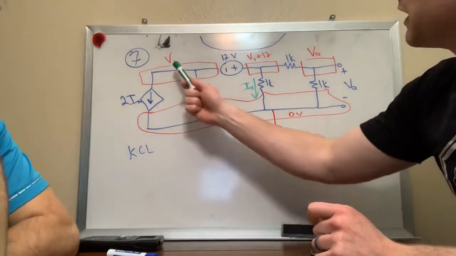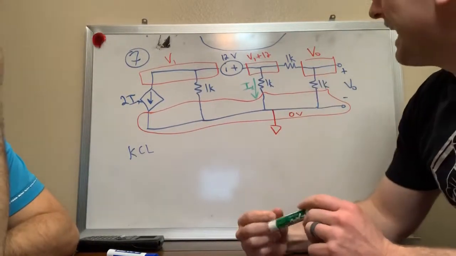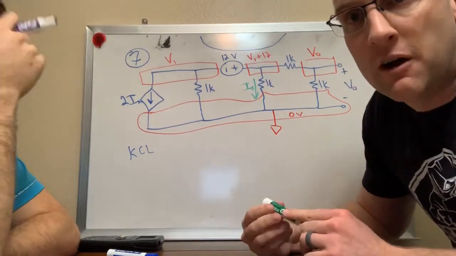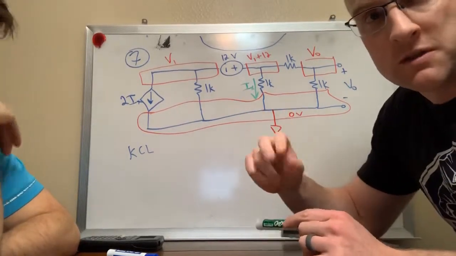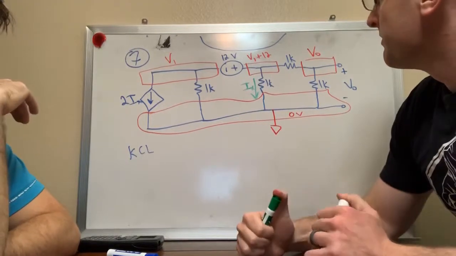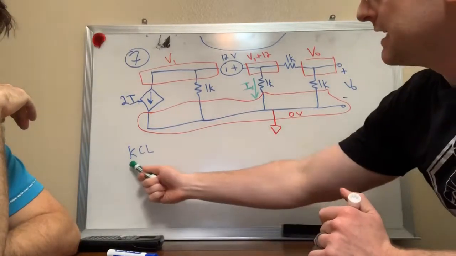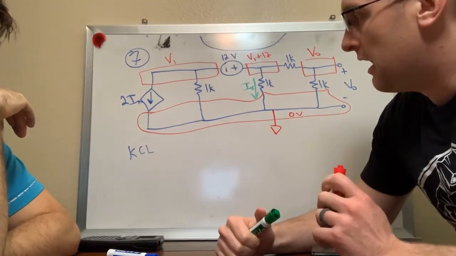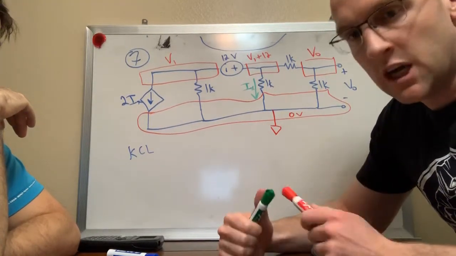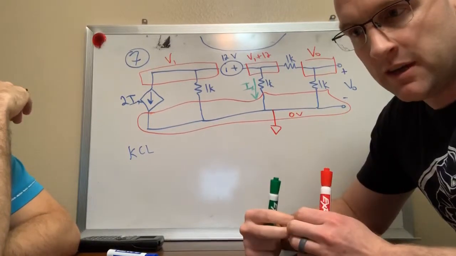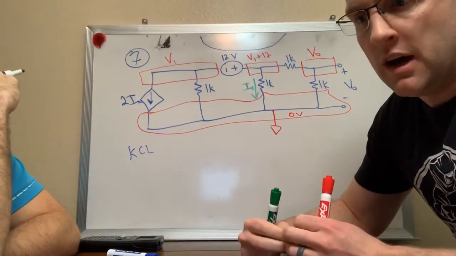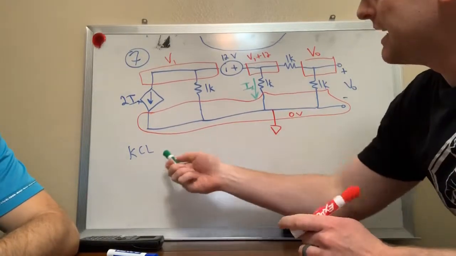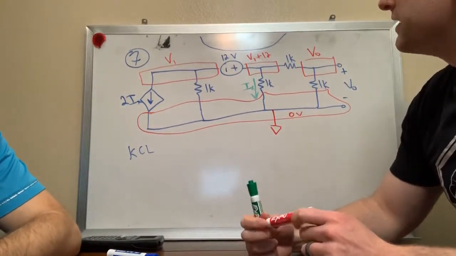We have the variable V1 and the variable V out. And the question says find V out. So we have 2 variables, so we need 2 equations, okay? That's where our KCL comes in. In English, the KCL says the sum of all currents at a junction or at a node equals 0. So I'm going to use the KCL to generate an equation, okay?